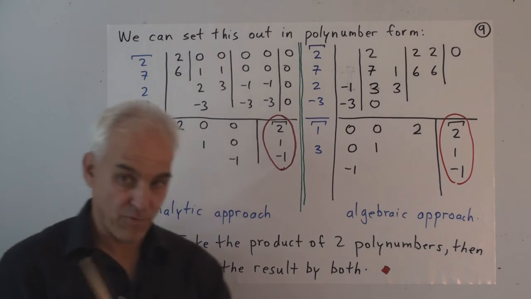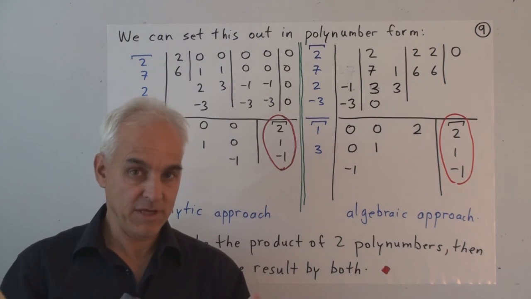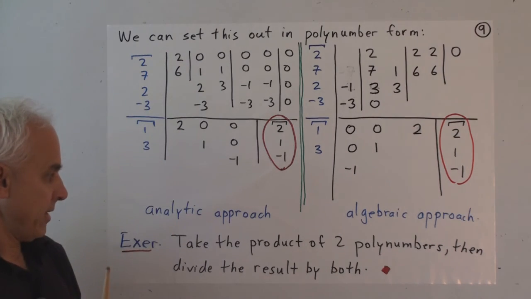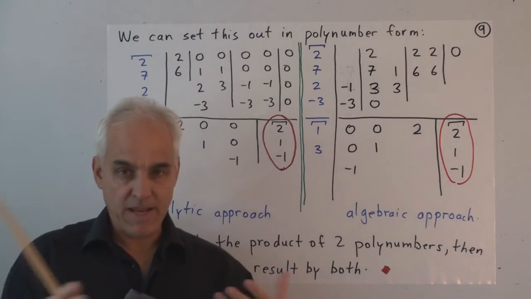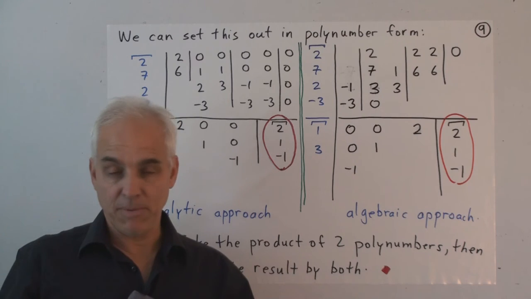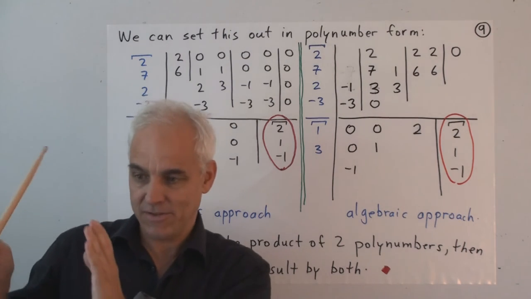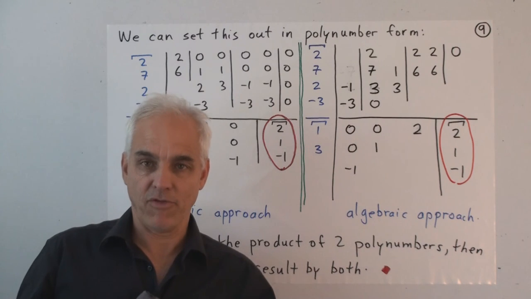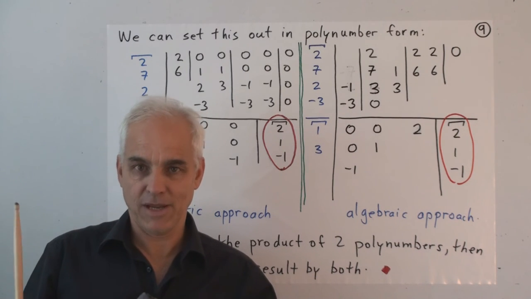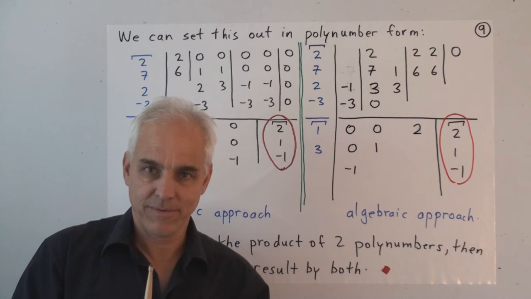So here's how you can practice this. It's a very good thing to practice. Take the product of two polynumbers. Just make up any two integral polynumbers and multiply them together. And then you take the result and divide it by one of them. You should get the answer, which is the other one.